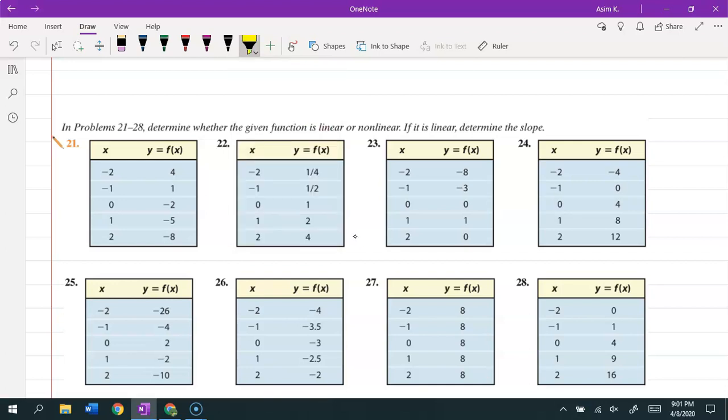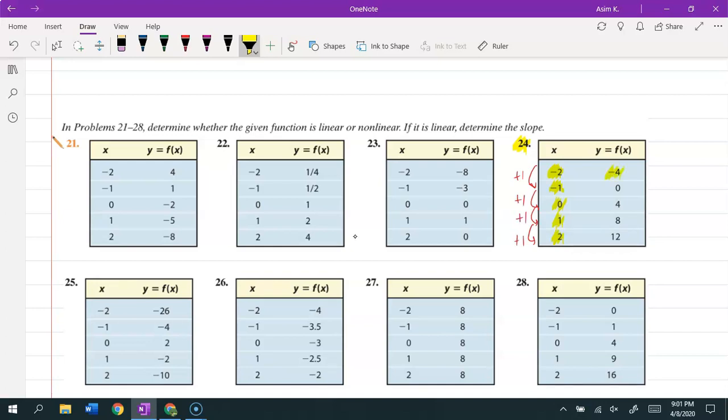So let's take a look at number 24. And what I want you to do is first focus on these x values. So negative 2, negative 1, 0, 1, and 2. And what I mean to say by that is notice how each one of these is incrementing by a positive 1, right? You may have done these in middle school, by the way. It's just we call it something different in middle school. We call it something different in high school.